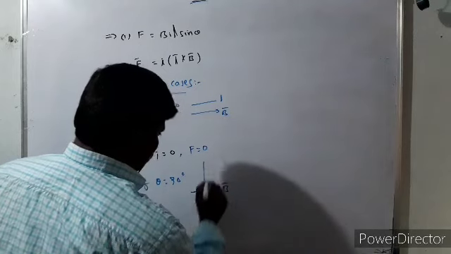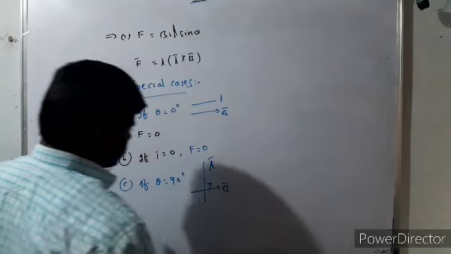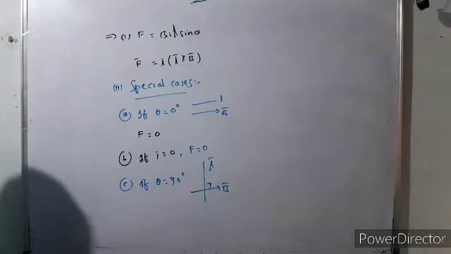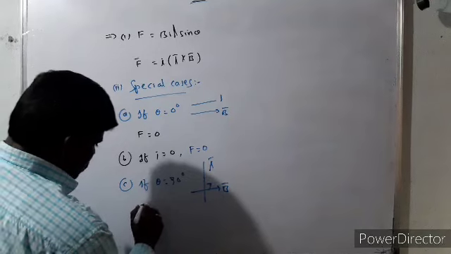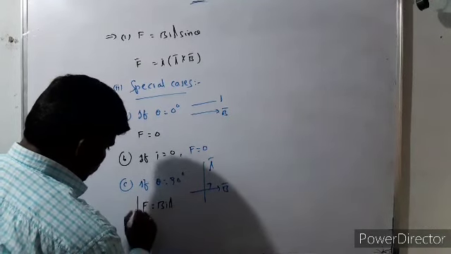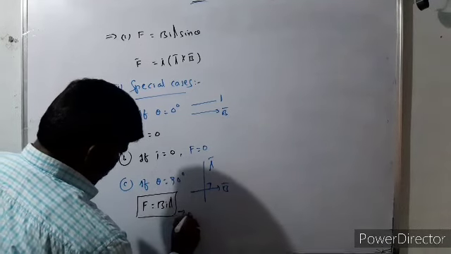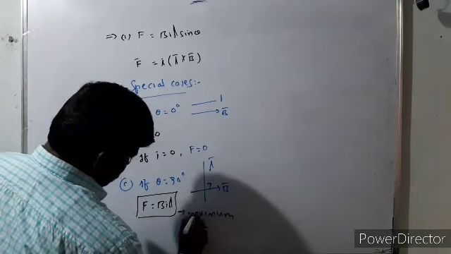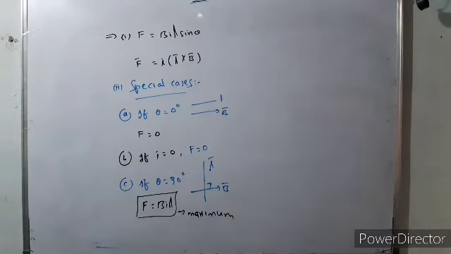Next, point C: if theta is equal to 90 degrees, the magnetic field and the length of the conductor are both perpendicular. The conductor is perpendicular to the magnetic field. Now what is the force? F is equal to BIL sin 90. Sin 90 means 1, so F is BIL. This is the maximum force.